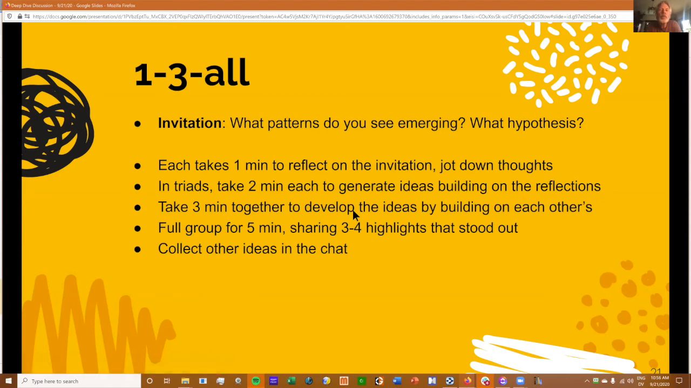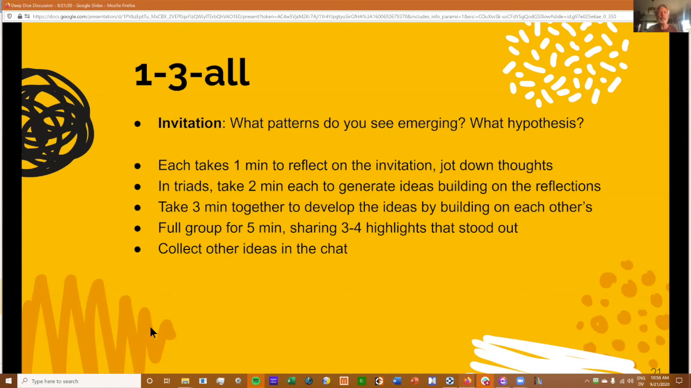So we will take 1 minute to think about this, but the invitation, this is the liberating structure. It's a 1-2-4-all like structure, 1-3-all. We're actually going to do it 1-all-all. But the one part is the invitation. What patterns do you see emerging? What hypotheses do you have in your mind?